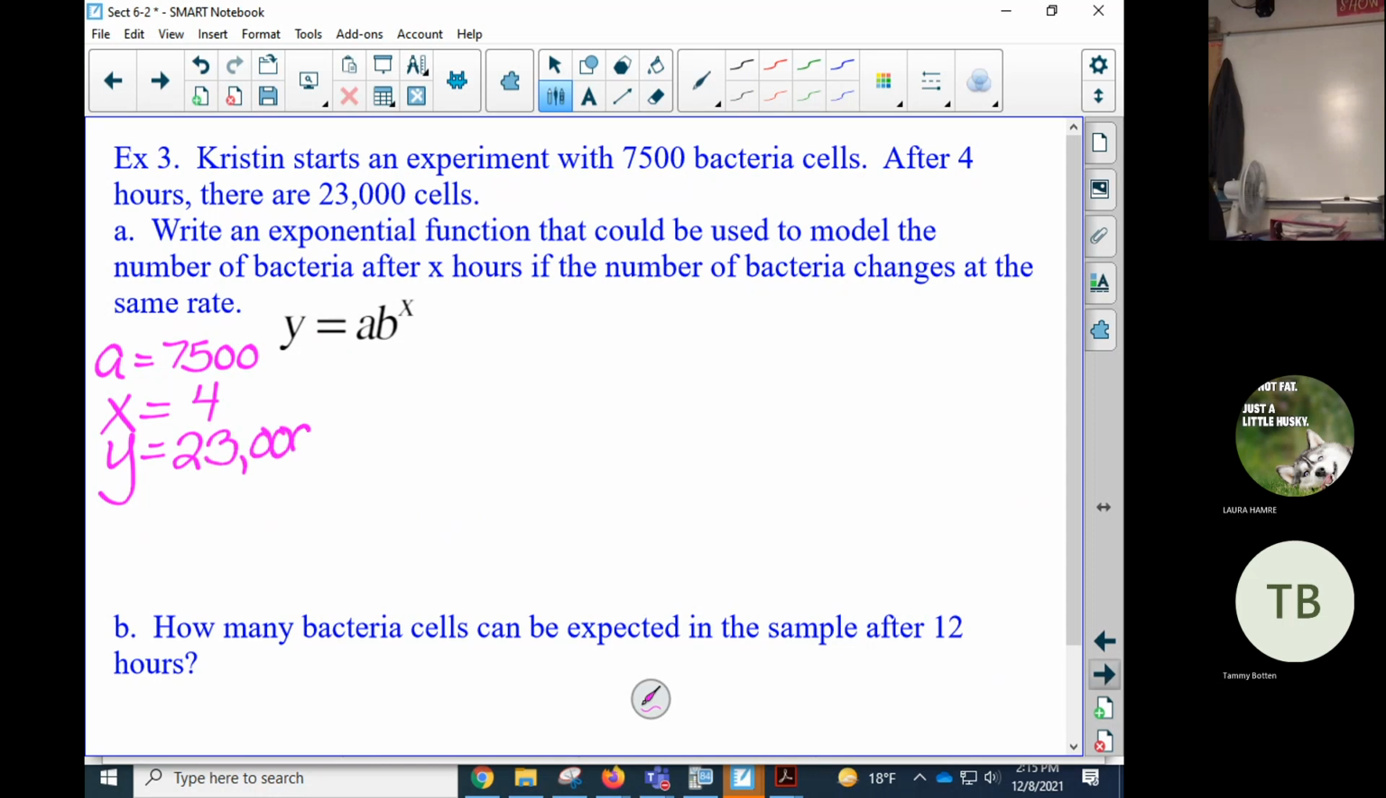23,000 cells. And then the first thing that we're going to do is we're going to try to write an equation, and to do that, we need to find what our B is. Okay, so we're going to do this just to find what B is. So what I'm going to do is put in for Y my 23,000. A is what I started with, which was 7,500. B is what I'm looking for. X is the number of hours, which they tell us to be 4. Okay? Well, I'm going to solve this by dividing by 7,500.